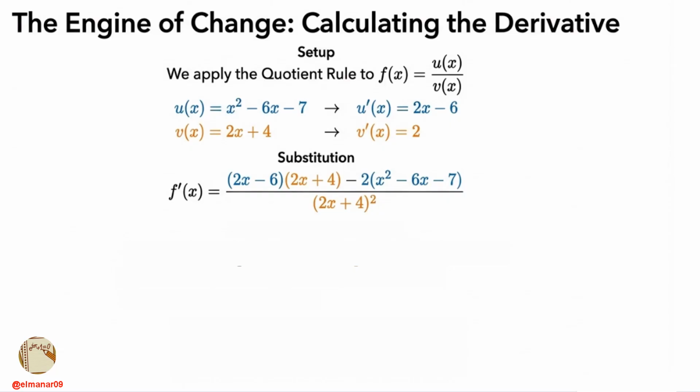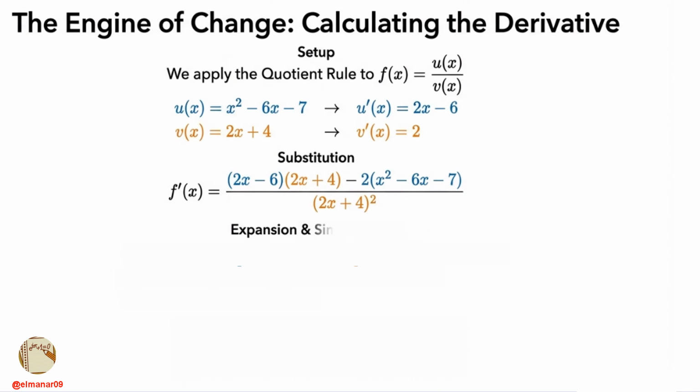Look at the substitution line. We're just plugging our pieces into the machine. We have 2x minus 6 times 2x plus 4, then we subtract 2 times the original top part, x squared minus 6x minus 7. And don't you dare put that whole bottom part, 2x plus 4, in a square.